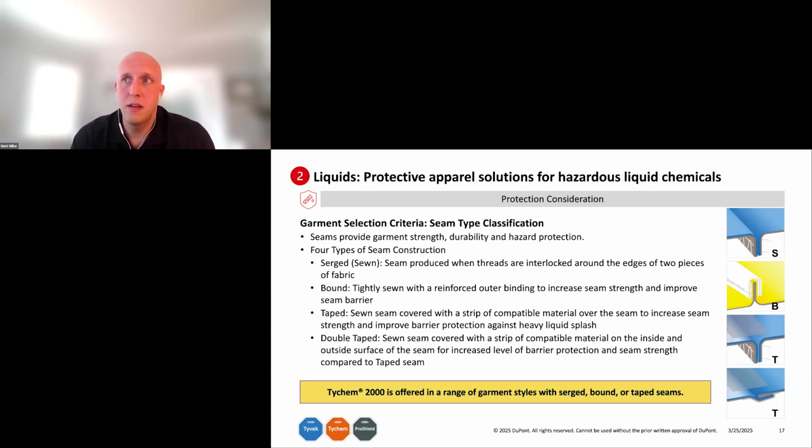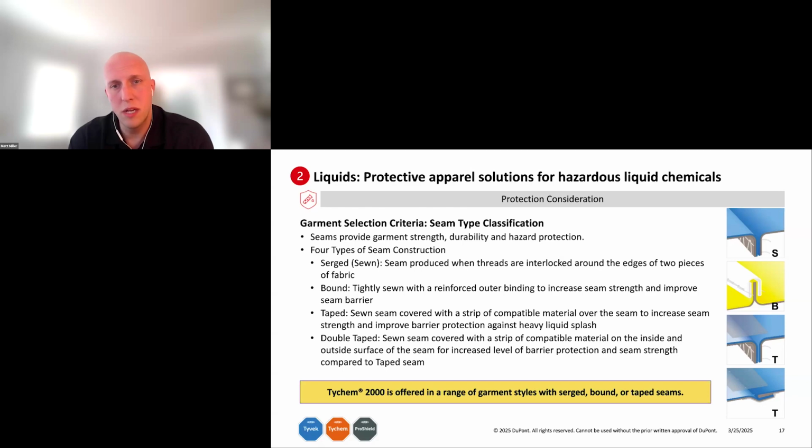So we have what we call just tape seam. So you see from the picture, again, it's going to be a sewn seam, and then it's going to be a piece of compatible tape over top. So that gives you an added layer of protection if you're going up against a heavy liquid splash, something like that. In this case, it's going to be more of a liquid tight suit. And then we get into the double taped seams.